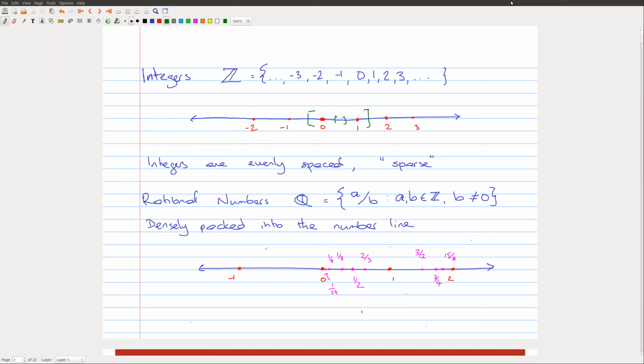But one of the things we might ask ourselves is, these are two infinite sets, the set of integers and the set of rational numbers. Is there some sensible way that we can ask the question, is one of these sets bigger than the other? Or do they have the same size in some way? Does one of them have more elements than the other?